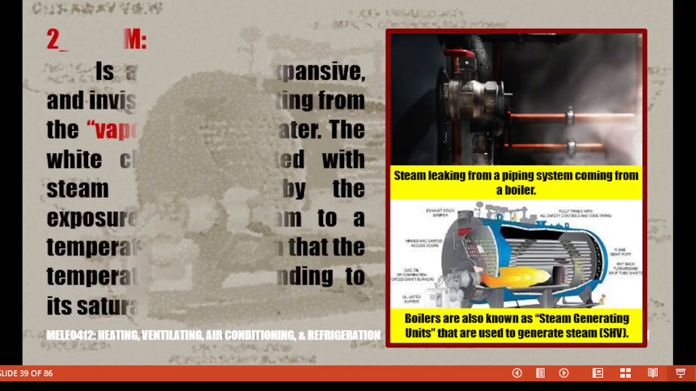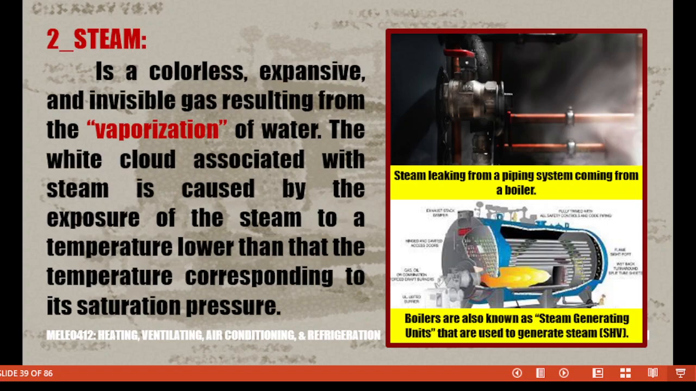So on the other hand, meron tayong steam. Steam is the other heating medium that is used predominantly, which is a colorless, expansive, invisible vapor form of water. Steam may contain or form white clouds when the steam is suddenly exposed to a location with a lower temperature corresponding to its saturation temperature.